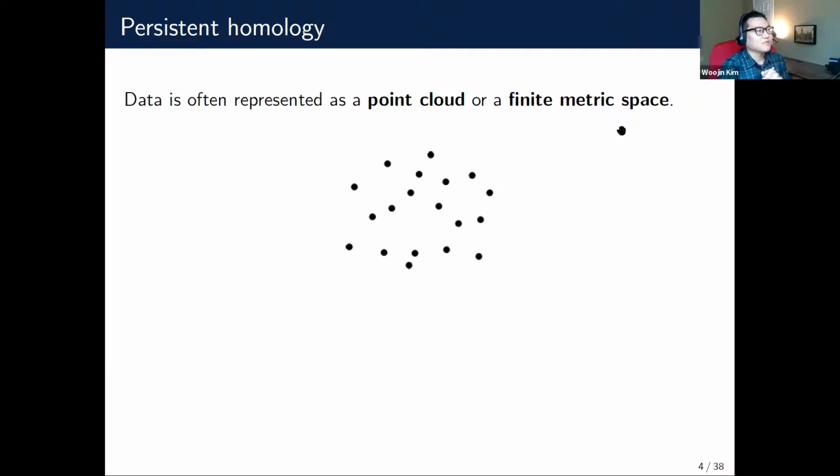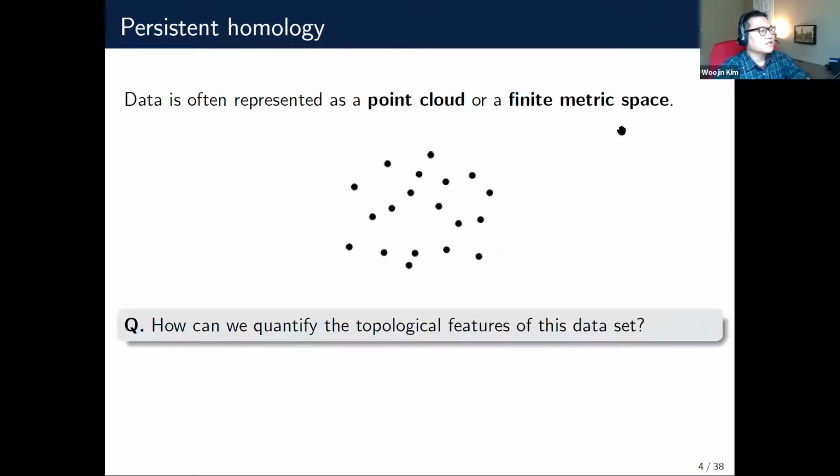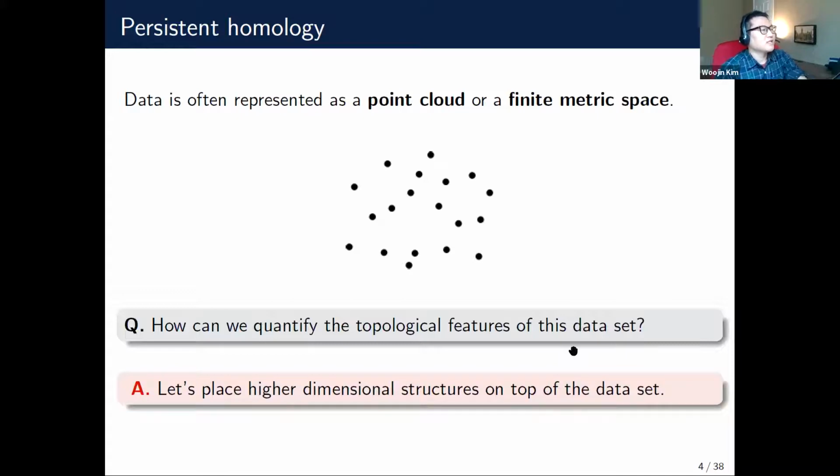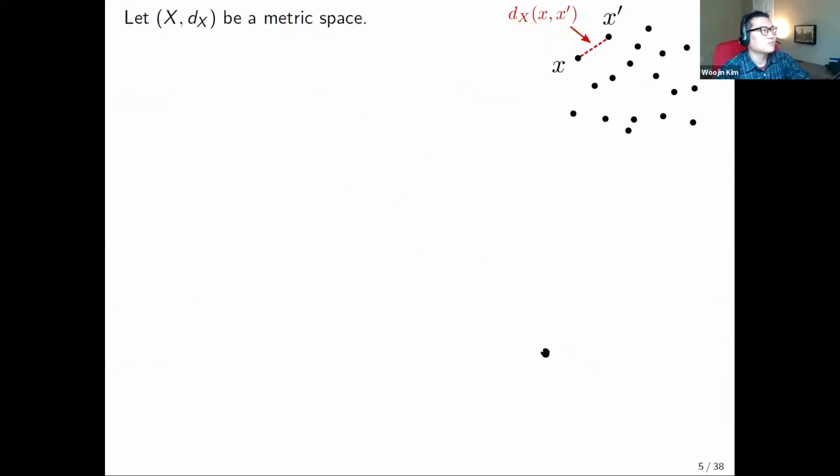Another example would be, we can imagine a large spreadsheet, which includes many different rows, and each row corresponds to a person's biometric data. And imagine that we plot this entire spreadsheet in Euclidean space, then we are going to have some point cloud. And of course, the shape of the point cloud will give us some insight about the data set. Then the question is, how can we quantify the topological features of this sort of data set? One idea could be putting some higher dimensional structures on top of the point cloud so that we can see the shape of the data set more explicitly.